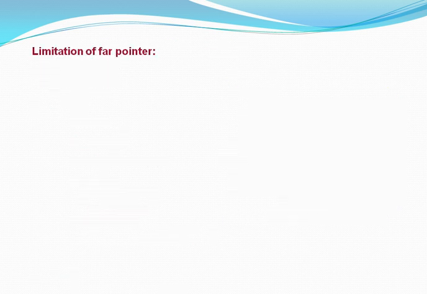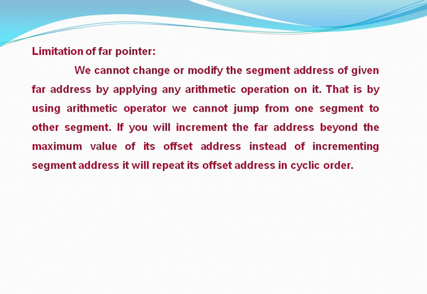So, the limitation of far pointer. What is the limitation of far pointer? We cannot change or modify the segment address of a given far address by applying any arithmetic operation on it. That is, by using an arithmetic operator, we cannot jump from one segment to another segment. If you increment the far address beyond the maximum value of its offset address, instead of incrementing the segment address, it will repeat its offset address in cyclic order.